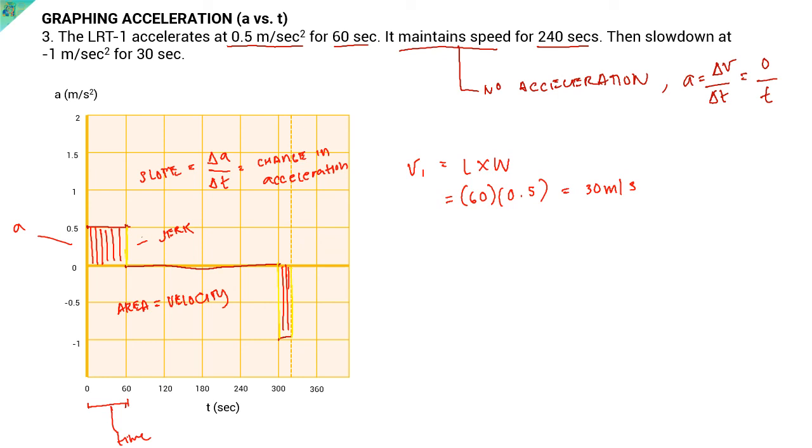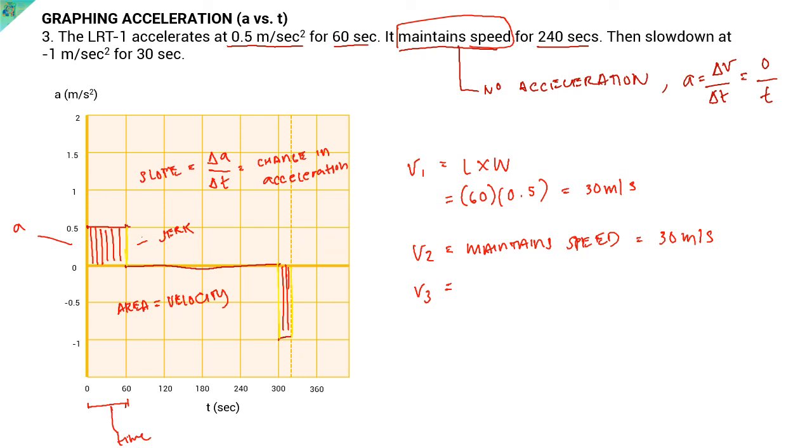Next, for velocity number 2, or the velocity on situation number 2, it maintains speed. Now, if you're going to look at here, there's no area. What does that mean? It doesn't mean that it has no velocity. It simply means that it maintains the velocity. Okay? So it maintains the speed. Which means that if you have 30 meters per second at your first situation, you're going to also have 30 meters per second at your next situation.